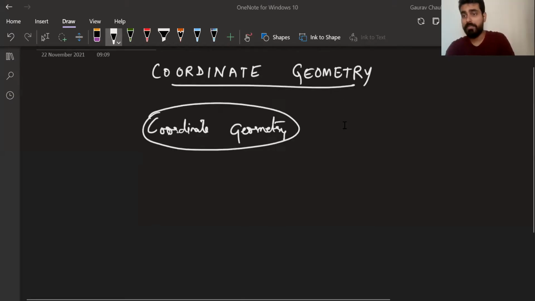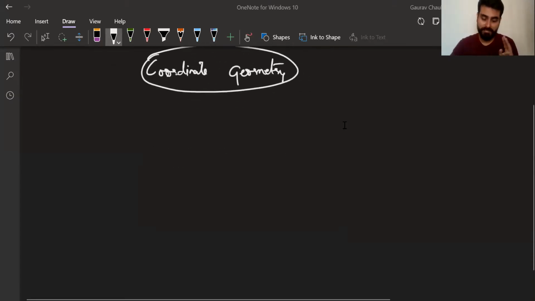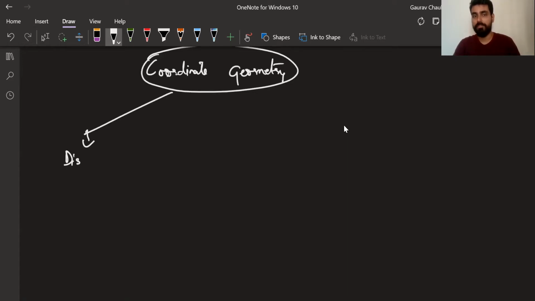All right. The chapter coordinate geometry in 10th grade has three broad topics. The first one is distance formula. And the second one is section formula. Basically, you have three formulas. That's all.